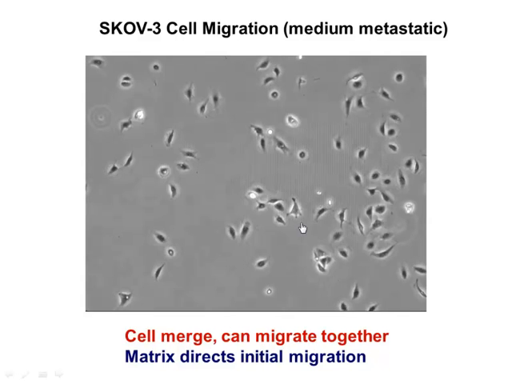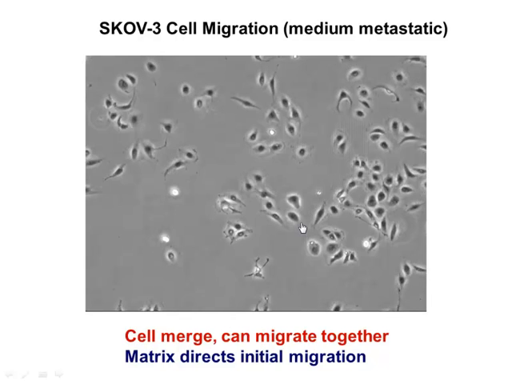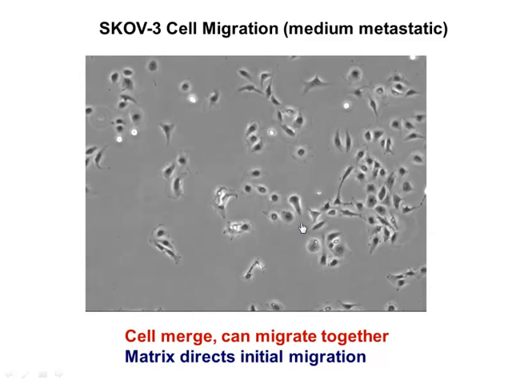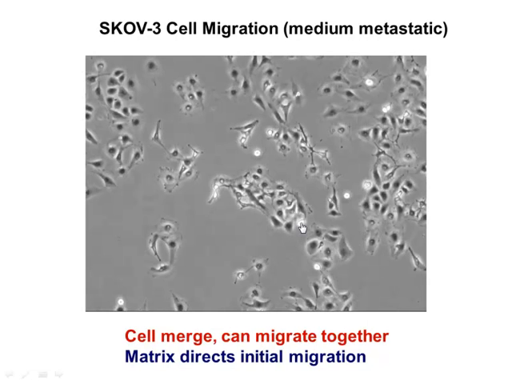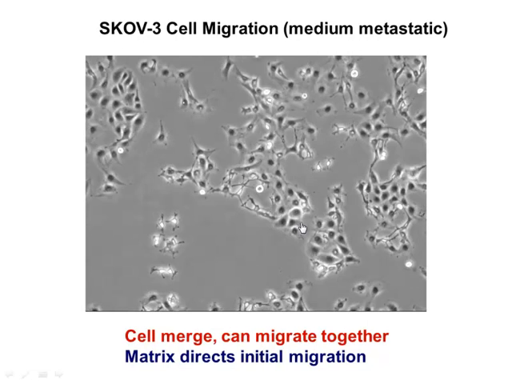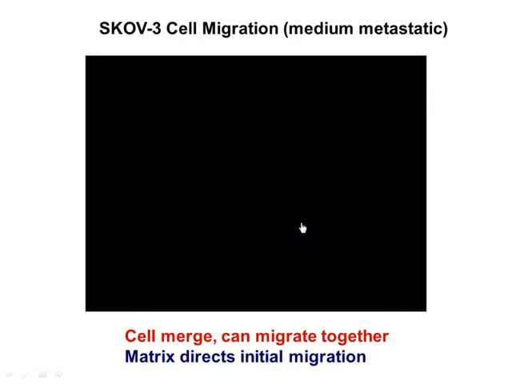If we look at these more metastatic cells, we start to see some collective migration. Now the gradient again goes from here up to here, and again this is over 3 days. Now we start seeing some of these cells merging. They're not completely moving together, but they are starting to a little bit, and they're definitely forming little microtumors.